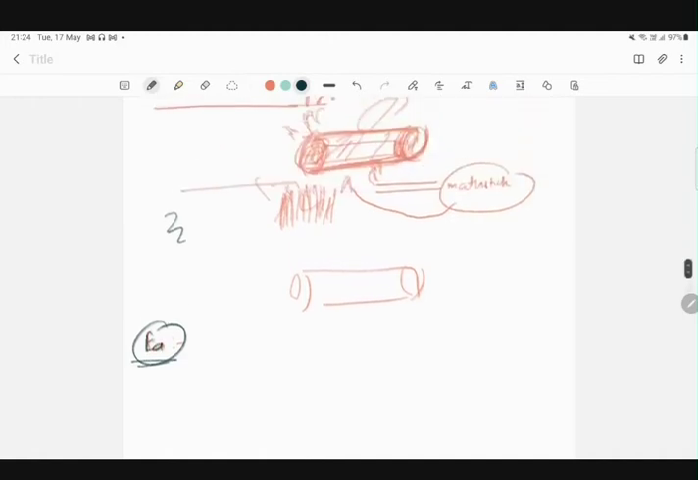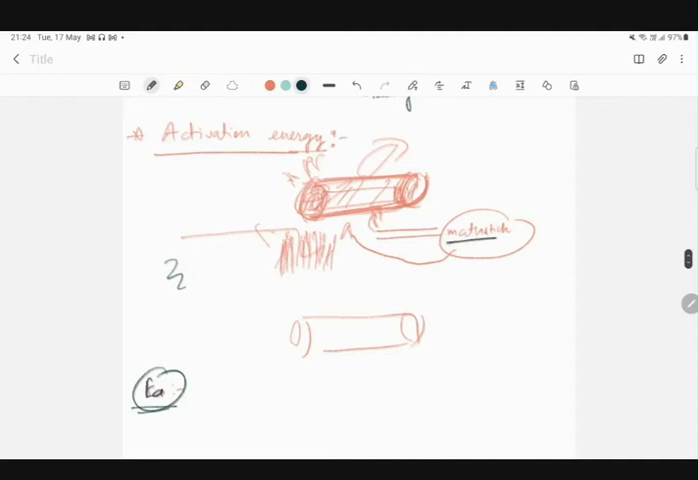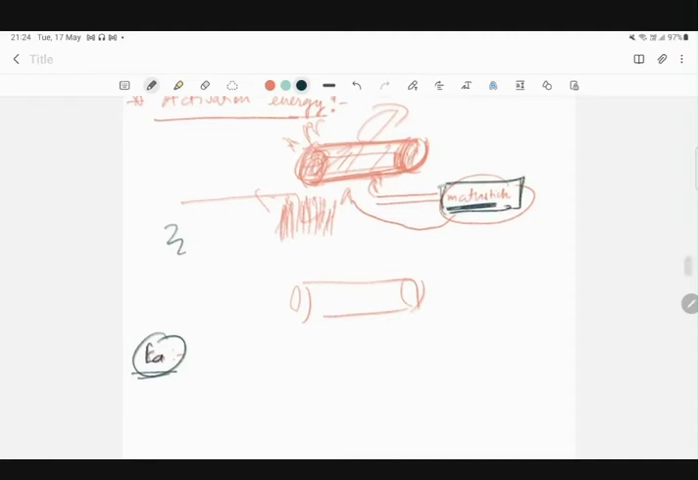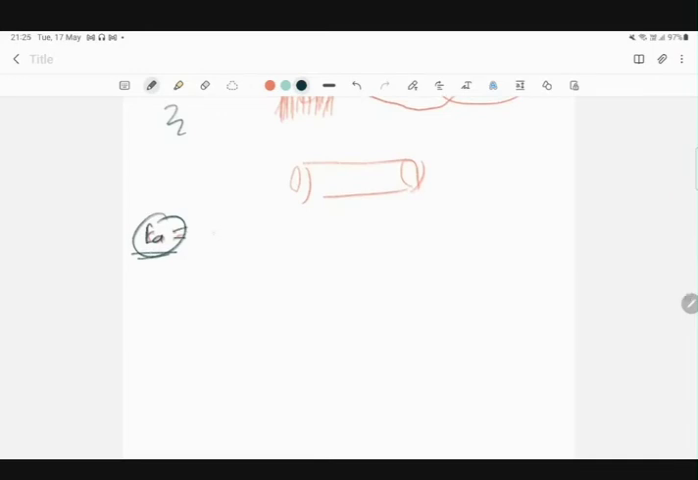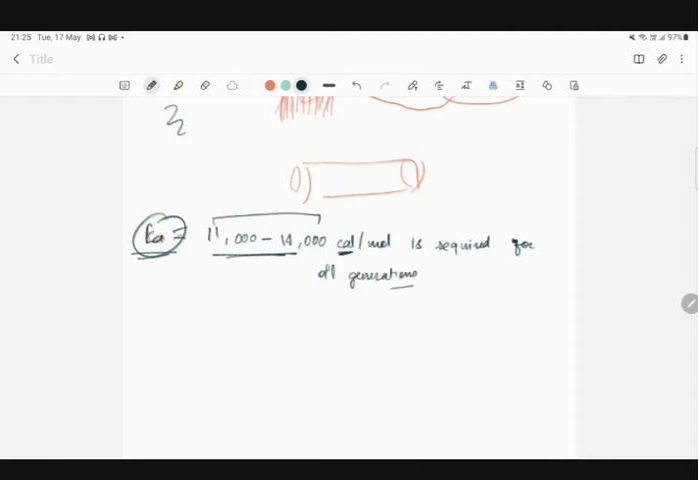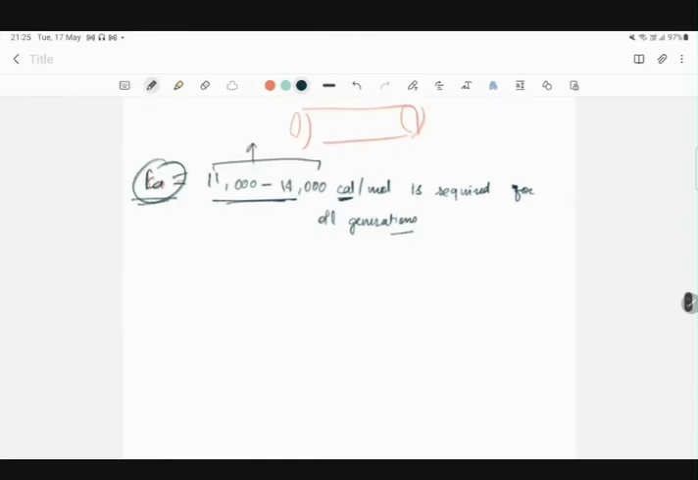So what I said is, to start the reaction we need a large amount of energy, but to keep the reaction going we need a lesser amount of energy. So EA is the activation energy. EA is around 11,000 to 14,000 calories per mole. Calorie is the unit of energy. So this amount of energy is required for oil generation. This can vary from 11,000 to 14,000 depending on different basins. So this is very low, a very low amount of energy.